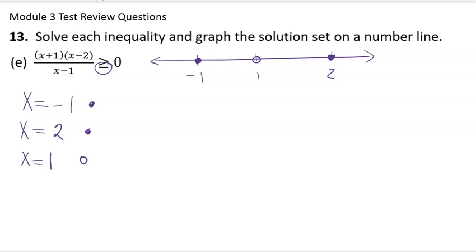Okay, now we're going to test points, and this is why I get to play with all my fancy colors. You don't need fancy colors to do this, though, right? A number in this interval would be, say, x is equal to negative 2. Let's go ahead and plug it in.